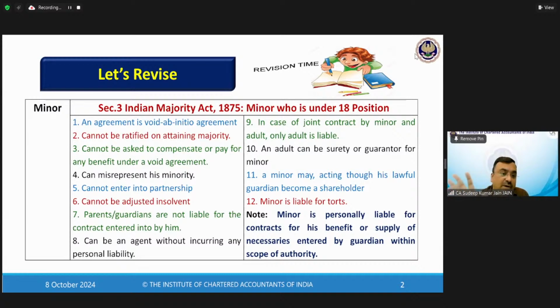Parents and guardians are not liable for the contract entered into by the minor. A minor can be an agent, but he cannot be the person responsible for those contracts. In case of a joint contract by a minor and an adult, only the adult is liable. Sorry, the minor is not liable. An adult can be a guarantor for a minor; in that case, the ultimate liability is on the adult. A minor may, acting through his lawful guardian, become a shareholder. A company cannot directly allot shares to the minor. A minor is liable for tort, that is, civil wrongs. A minor is personally liable for necessaries, and necessaries are roti, kapda, makan, shiksha: food, cloth, shelter and education.